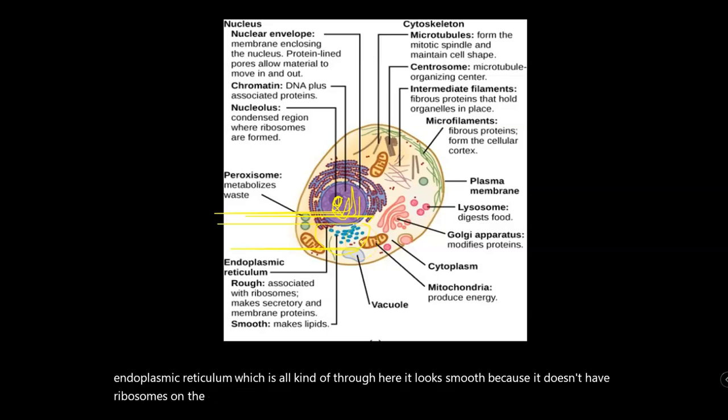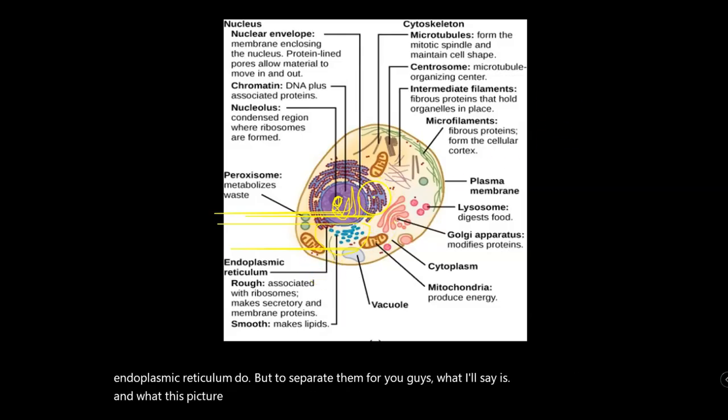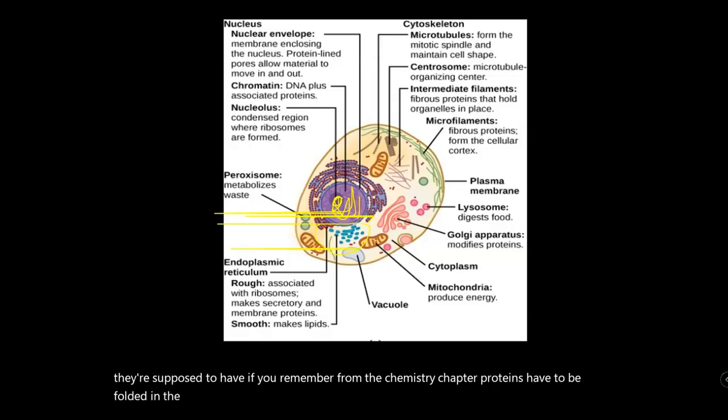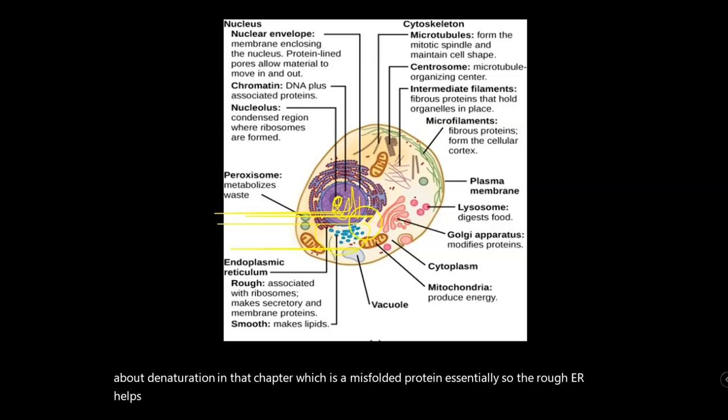There's a lot of overlap between what the rough and the smooth endoplasmic reticulum do, but to separate them for you guys, what I'll say is, and what this picture says, is the rough ER folds the proteins to give them the correct shape they're supposed to have. If you remember from the chemistry chapter, proteins have to be folded in the exact correct shape or they are not going to work. And we even talked a little bit about denaturation in that chapter, which is a misfolded protein, essentially. So the rough ER helps to fold that protein and give it the right shape.